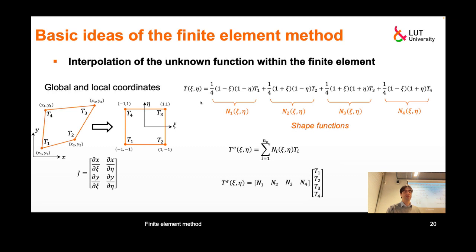And the same equation that I have here in the top part of my slide, I can express using this summation notation. Okay, so it's a sum of N sub i multiplied by T sub i. T sub i means temperature at node number i, and N sub i means shape function with corresponding number.